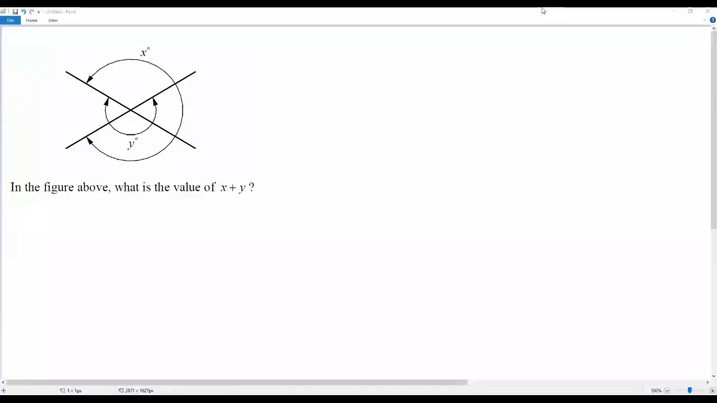Here we have a geometry problem on angles. Okay, let's go to the question. So there is a figure given over here. What is the value of x + y? So in this figure, we have to find the value of x + y.